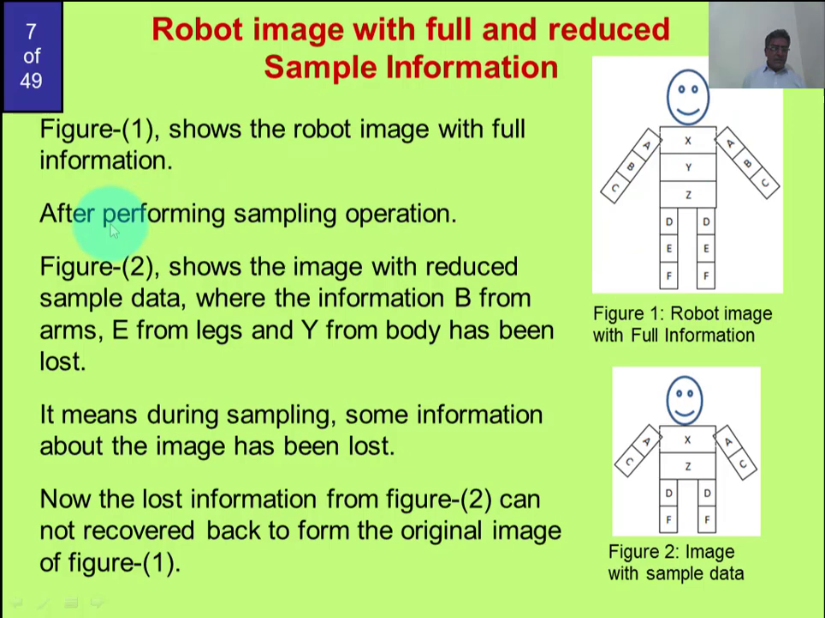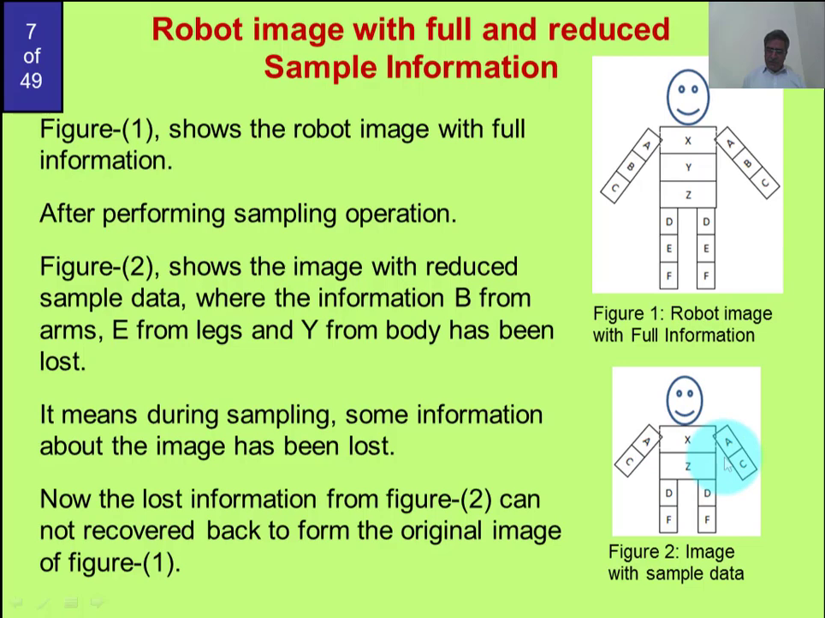After performing the sampling operation, we take samples and we discard some pixels from the arms, from the body and from the legs. Figure 2 shows the image with reduced sample data, where the information B from arms, E from legs and Y from body has been lost. In this image you may see the B information in the arms has been lost, while the E information in the legs is missing too. In the body of the robot there are X, Y and Z information, while here you may see X and Z, while the Y information has been lost.